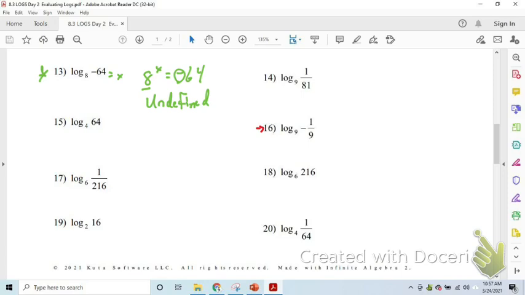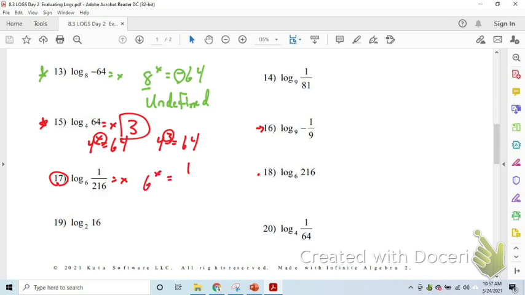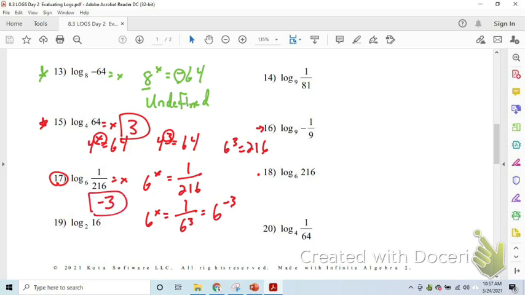However, I'm just going to go down the odds here. So 15, this would be here. If I set that equal to x, 4 to the x is equal to 64. I know 4 to the third is equal to 64. So it has to be 3 for number 15. For number 17, which should also in turn help with number 18, if I set this equal to x, 6 to the x is equal to 1 over 216. Now, 6 to the third power is 216. So this would be 6 to the x is equal to 1 over 6 to the third, which is the same thing as 6 to the negative third power. So number 17, the solution you should get is negative 3.